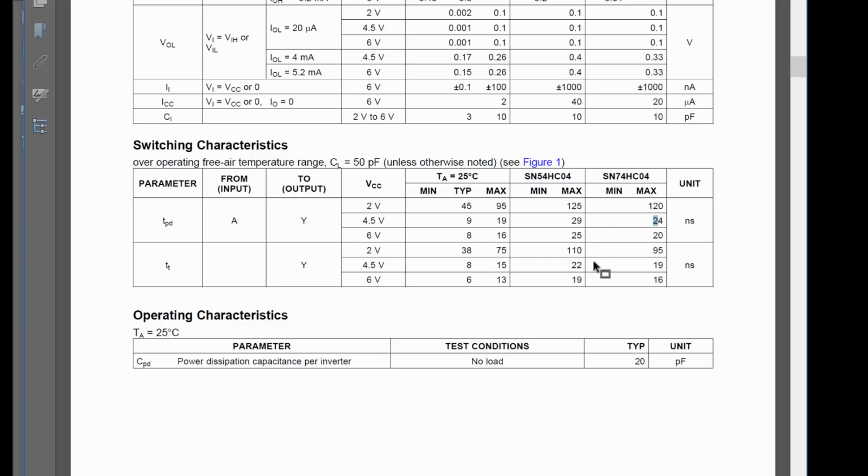And same thing when you go to transition time. With a 6 volt power supply, you're going to be transitioning at 16, at 4.5 you're going to be at 19, but then at 2 volts where it's almost not working anymore, it gets really slow and goes to 95. So you're going to be somewhere near the 19, so probably 23 or 24. Okay, so the first thing you want to do is grab those values out of there so that we know what we're looking at.